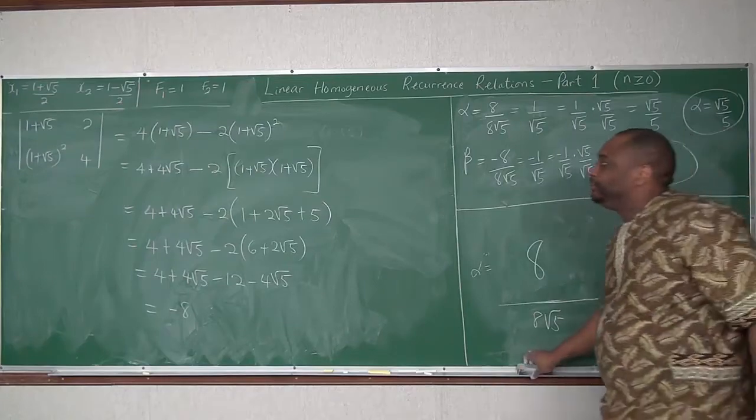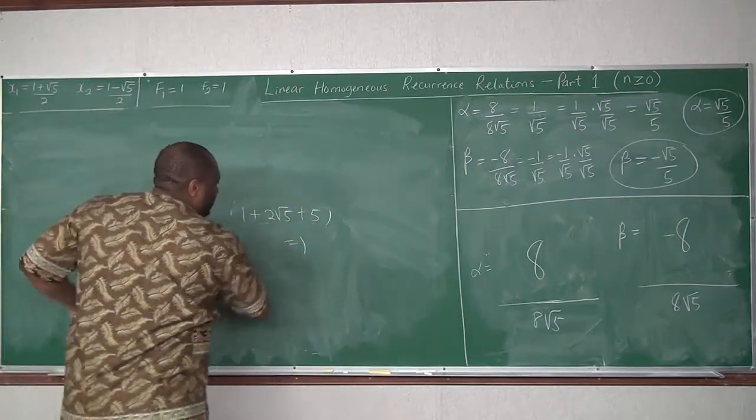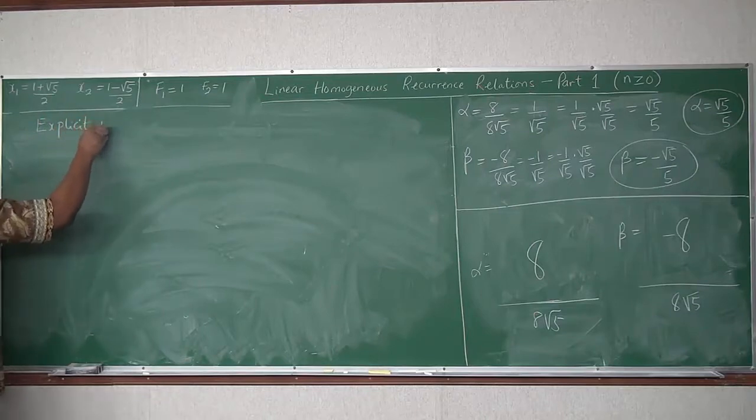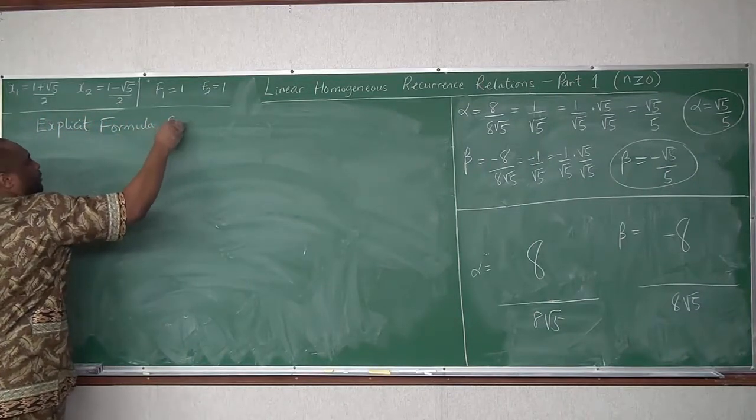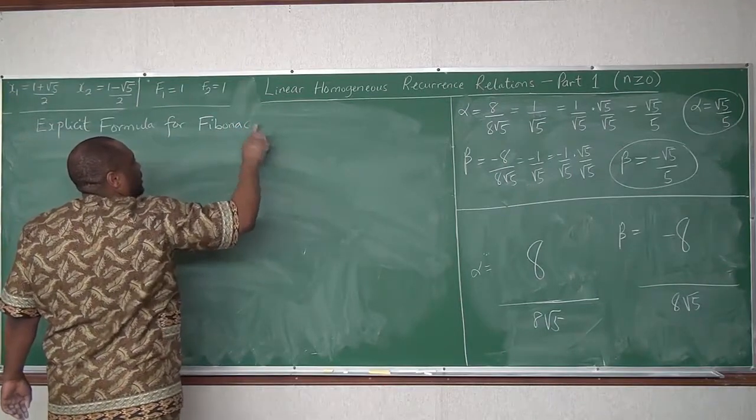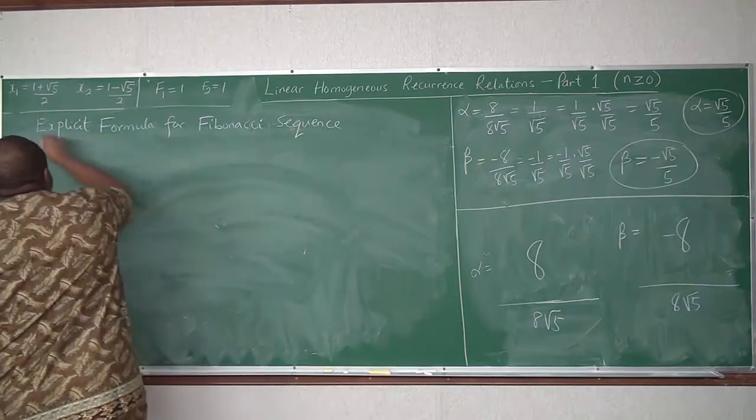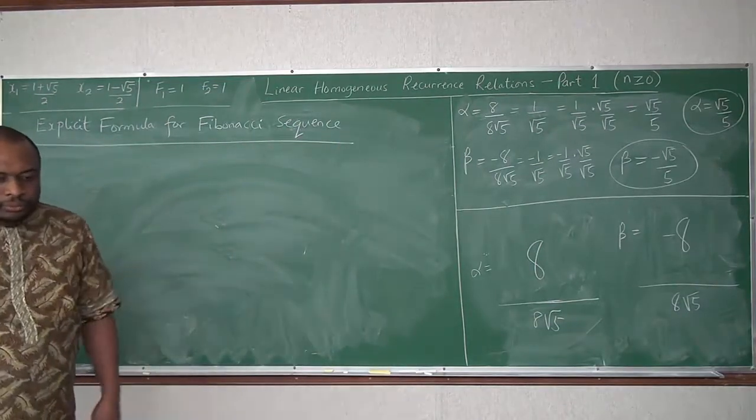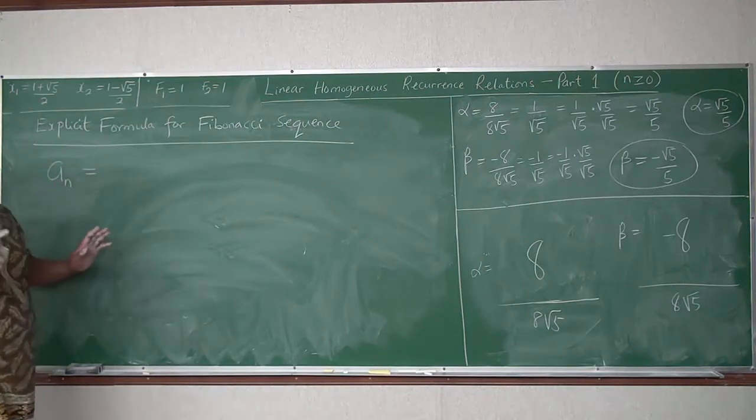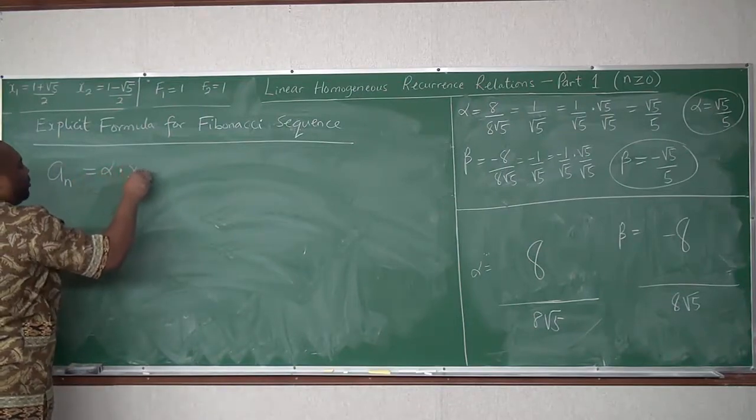Alright, now the next thing we're going to do is this. We can now write our explicit formula. Okay? Almost done. So our explicit formula for the Fibonacci sequence, the nth term, would be the alpha times x1 to the n.